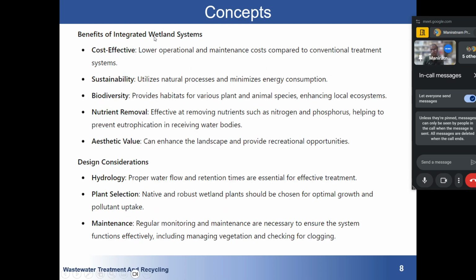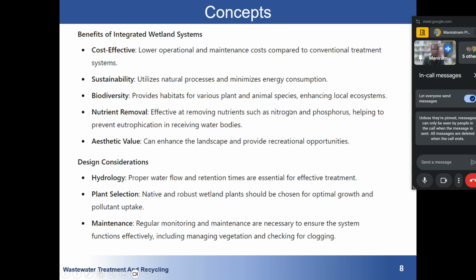If we look into the benefits of this integrated wetland system, it is cost effective, with lower operational and maintenance costs. You can see in the picture that you just have to design something, and in between you have to plant a specific plant. What do you need, what do you want to remove from that water? Then sustainability: it utilizes natural processes and minimizes energy consumption. Then biodiversity: it provides habitat for various plant and animal species, enhancing the local system.